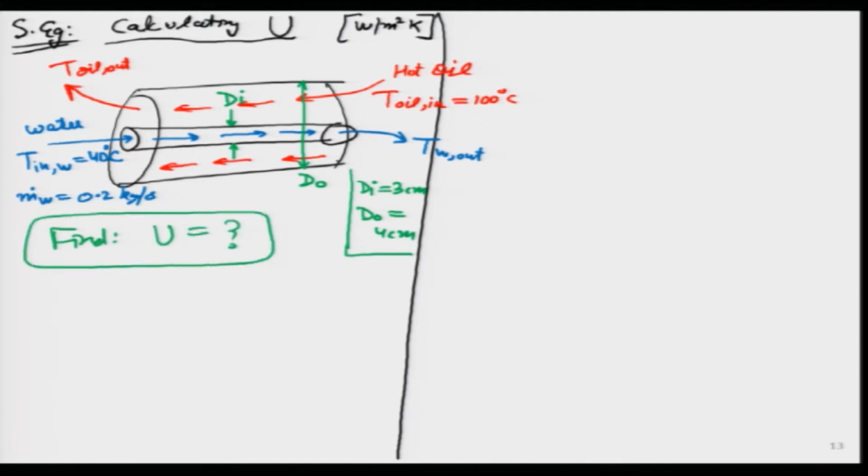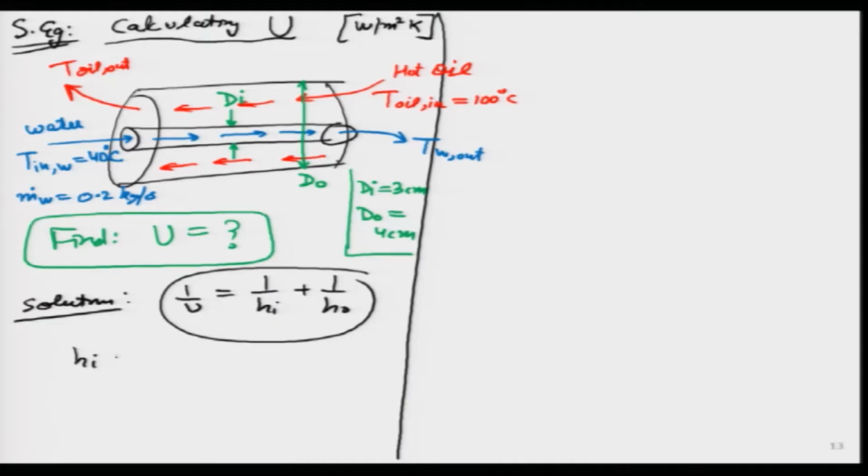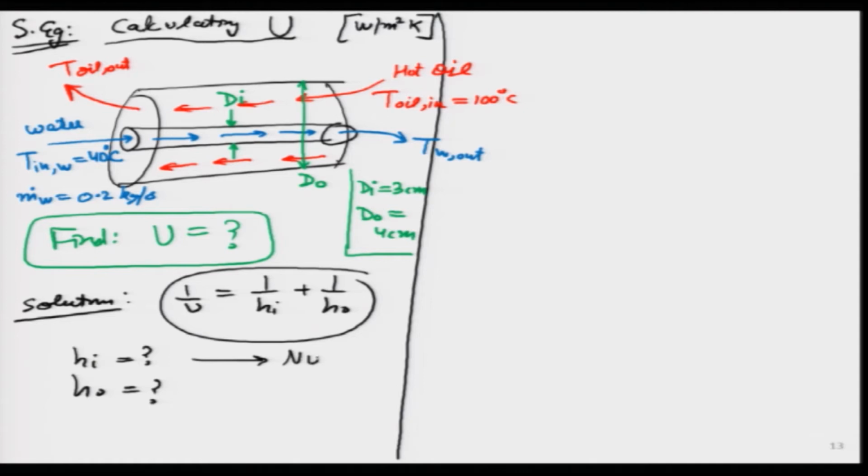So, I need some help from students in order to solve this. Can you suggest some procedure in which we should approach it? We will have the hint from the previous slide itself that 1 by U is 1 by hi plus 1 by ho. So, if somebody can give me the value of hi and ho, I can calculate it easily. So, the question becomes what is the value of hi, what is the value of ho? Now, I need some help. All the heat transfer coefficients we will convert in terms of Nusselt, which means I will ask the question: what is Nusselt i, what is Nusselt o?